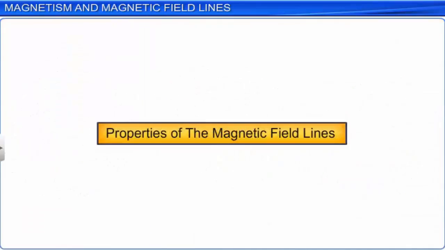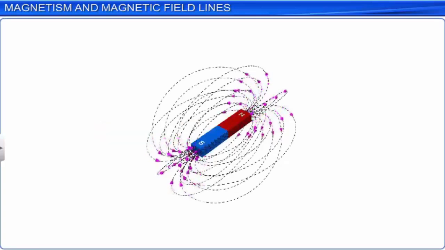Let us now learn about the properties of magnetic field lines around a bar magnet. The field lines of a magnet start from the north pole and end at the south pole externally, which is outside the magnet. But internally, that is inside the magnet, the magnetic field lines start from the south pole and end at the north pole. Thus, the magnetic field lines of a magnetic dipole are continuous closed loops.